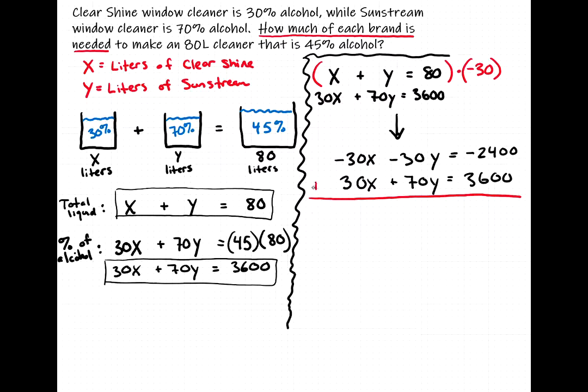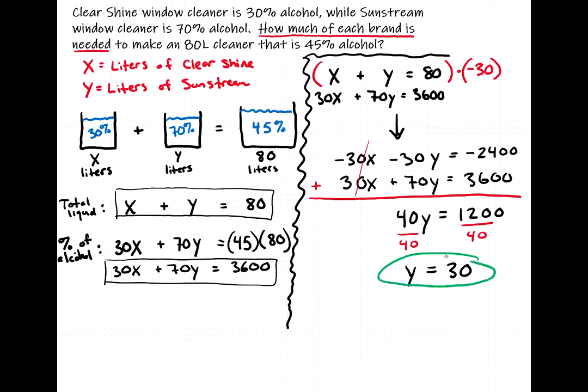Now, we have it set up to eliminate the x. So when we add these two equations together, the negative 30x and the positive 30x, they cancel. Okay, and so we have a negative 30y plus a 70y, that gives us 40y's. So 40 times y is equal to negative 2,400 plus 3,600, which should be a positive 1,200. All right, one step away from solving for y, we can divide both sides by 40. And so we have y is equal to 1,200 divided by 40, which is 30. So we've solved for y, the liters of Sunstream. Now we know that y is equal to 30.